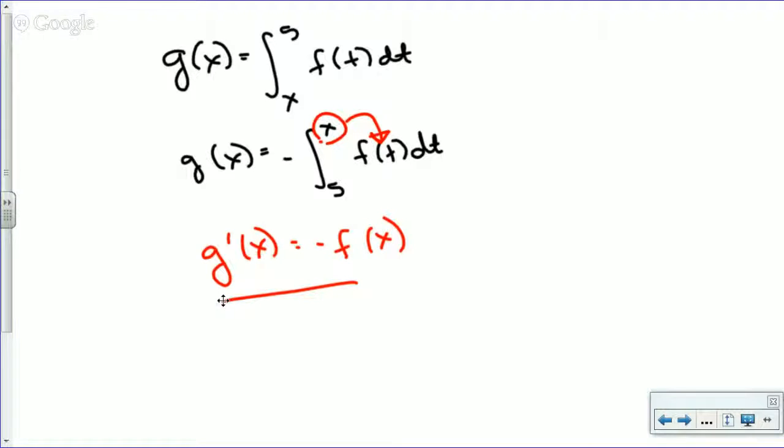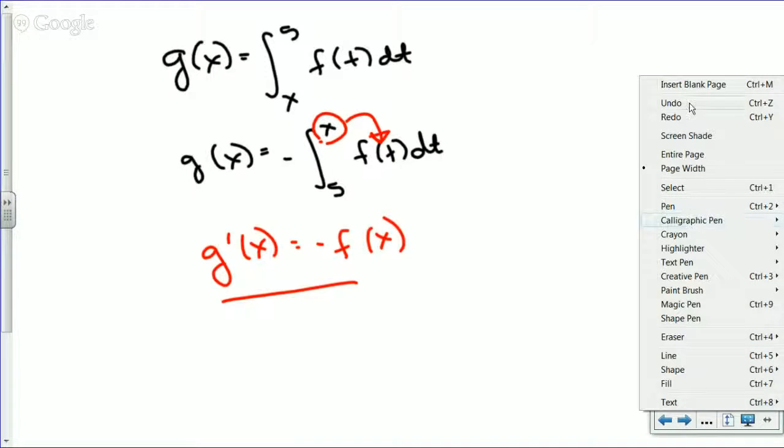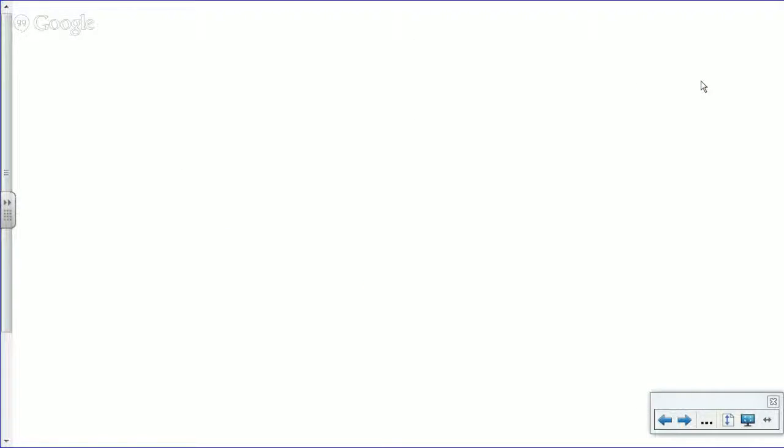Okay. What if I had something like this? g of x is equal to the integral from 0 to x squared of f of t dt. What's different about this one? Hopefully you notice that you have an actual function here other than just the identity function x. So when I take the derivative of a function inside another function, what rule do we need? We need chain rule, right?